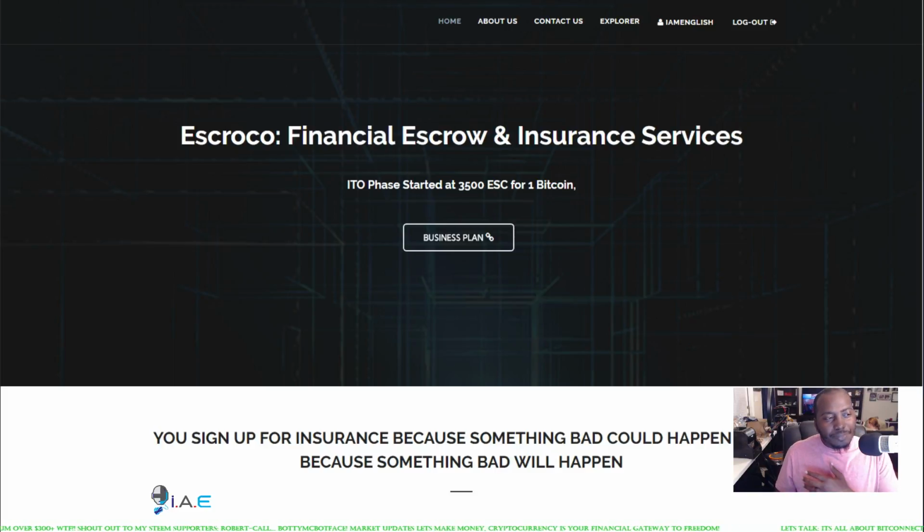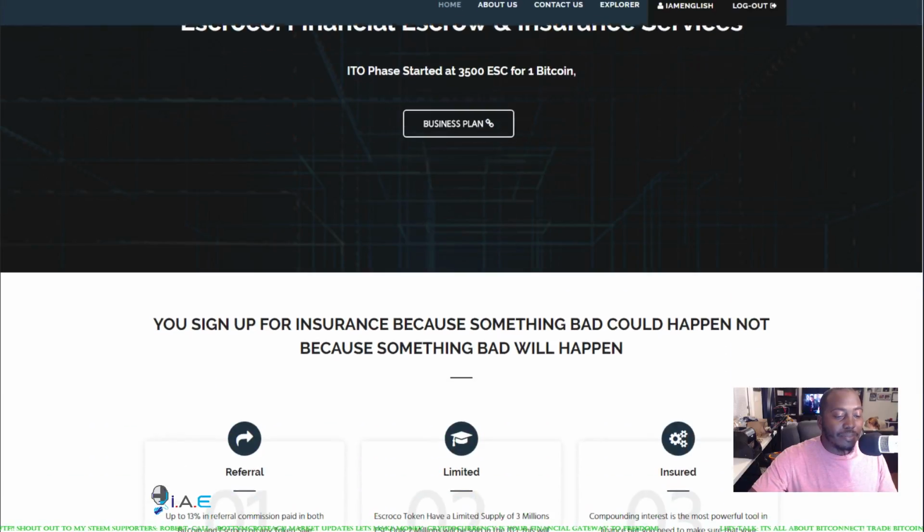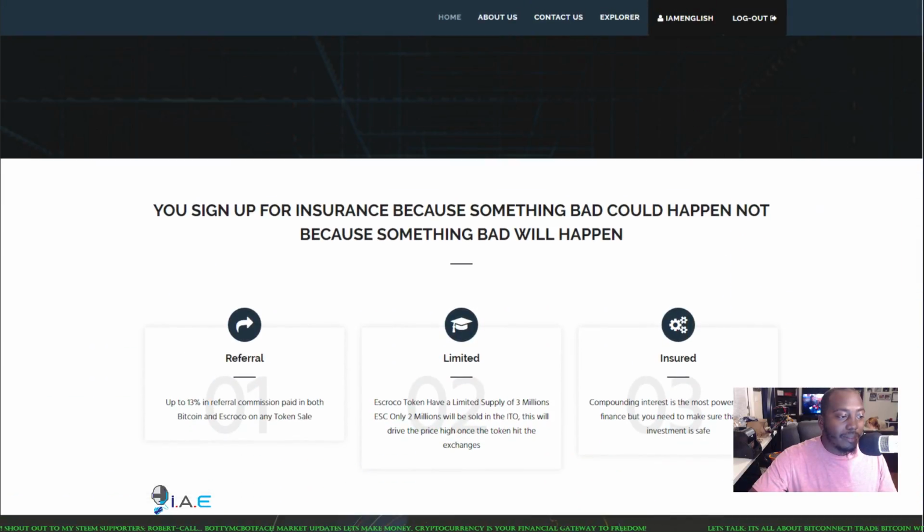So as I compare to EscrowCo, they are similar to that, but in my opinion better, and I'm gonna tell you why. So here's a white paper. First of all, which is really good, this coin is going to be limited. As you can see, they have 3 million EscrowCo coins that are going to be supplied, period. Only 2 million of them will be sold in the initial token offering, which is really good because that's going to drive the price way up.